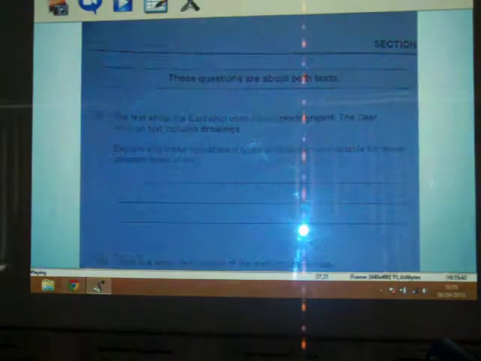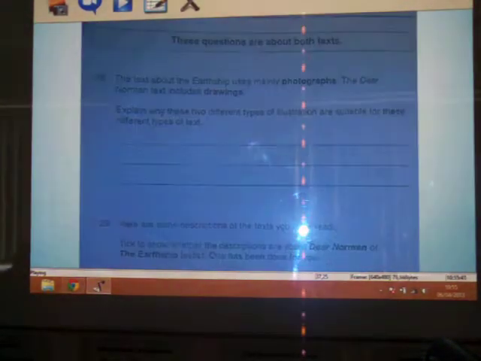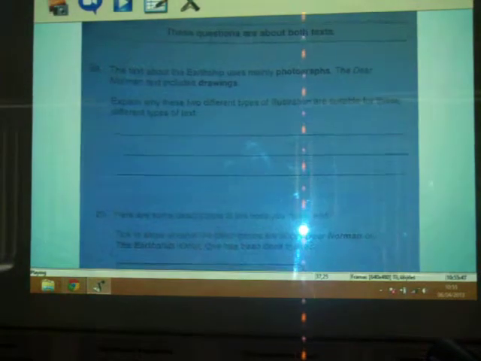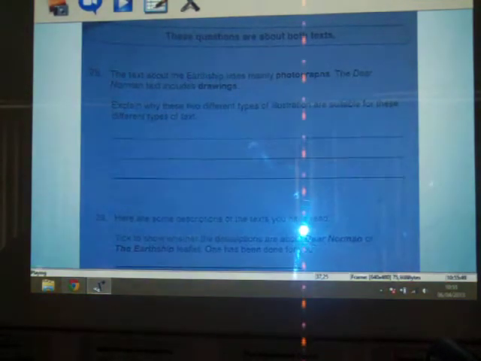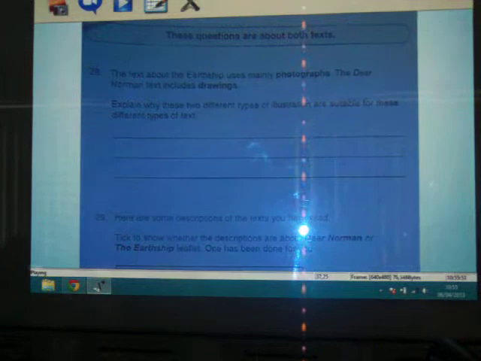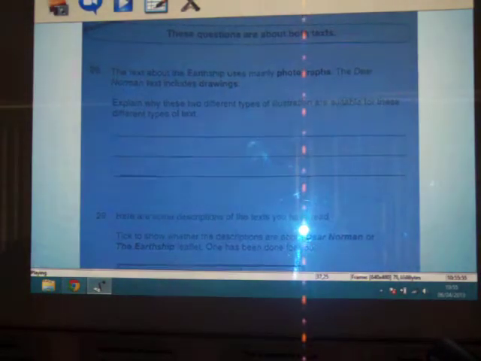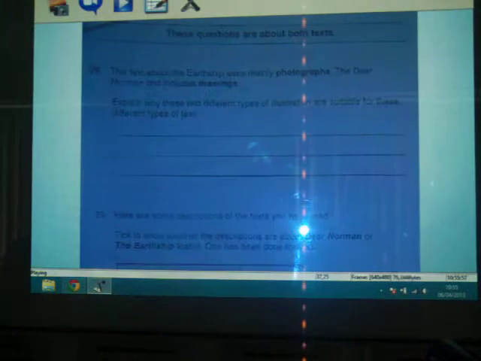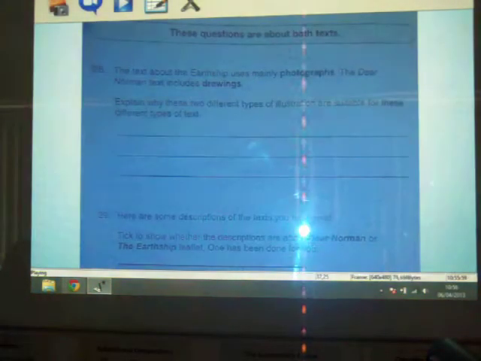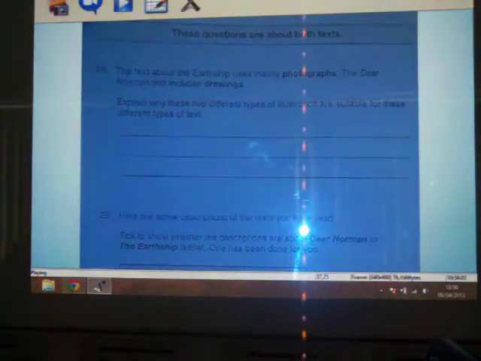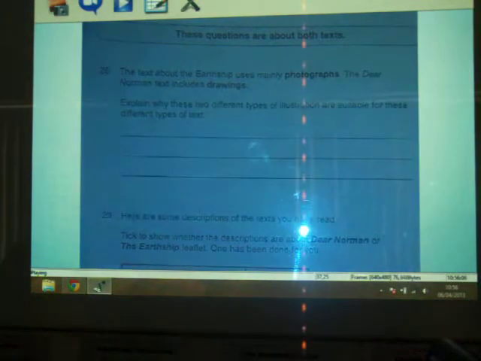Text about the chip uses mainly photographs. The denouement text includes drawings. Explain why these two different types of illustrations are suitable for these different types of text. So one's using photographs, others using drawings. Okay. Question number 28.